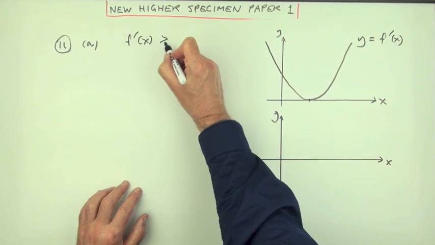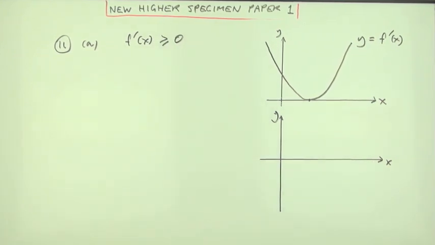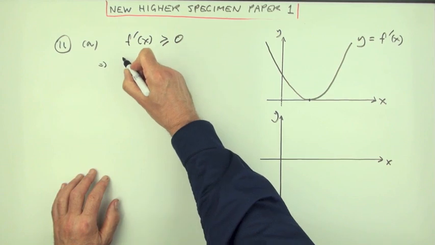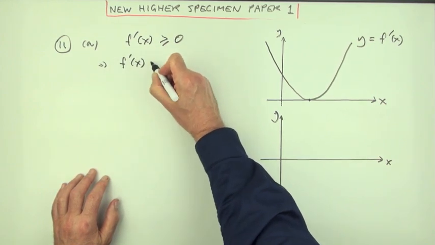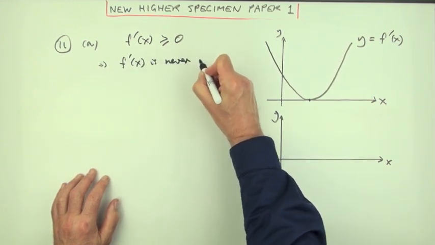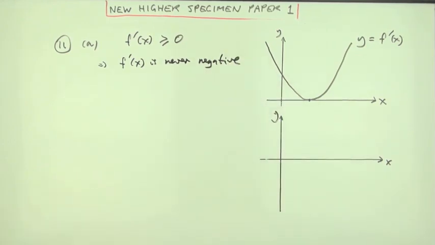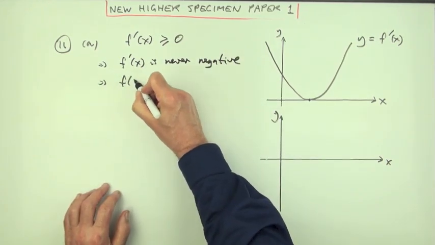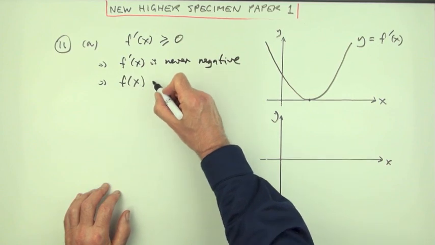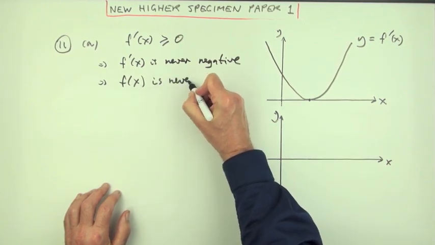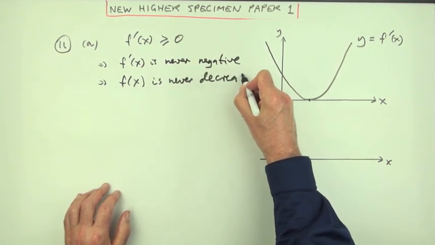F dashed of x is greater than or equal to 0. Which means you could say f dashed of x is never negative. Which means that the values itself, f of x, is never decreasing.